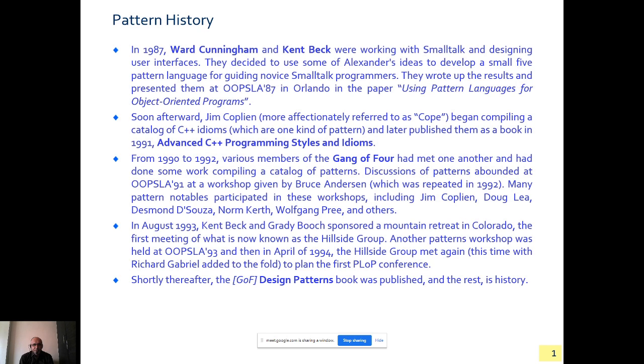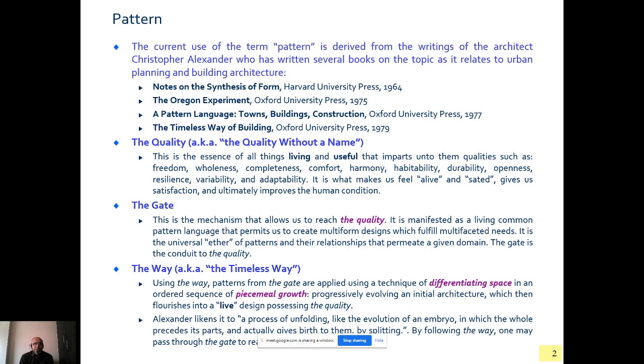You all know that Grady Booch was one of the founders of UML as a modeling language: Grady Booch, Ivar Jacobson and Jim Rumbaugh. Now, there was a book, Design Patterns, published by the Gang of Four, and the current term pattern is derived from the writing of the architect Christopher Alexander: Notes on the Synthesis of Form, The Oregon Experiment, A Pattern Language, The Timeless Way of Building. Therefore, a pattern is a quality without a name.